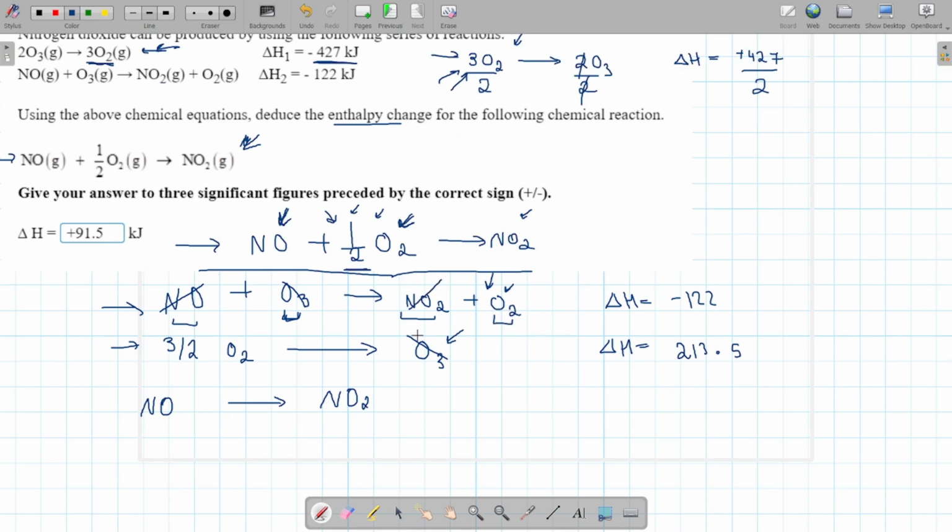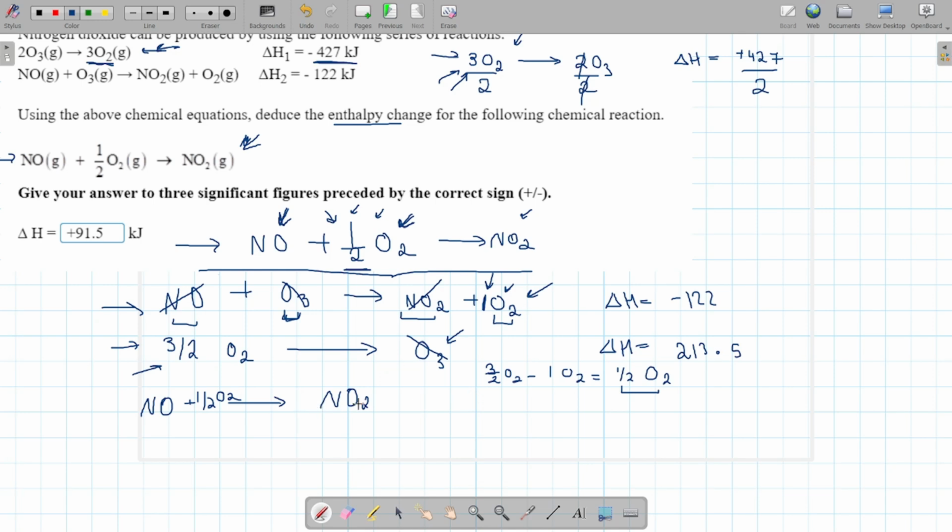We have O2 here and we have 3 over 2 O2 here, right? So they are on opposite sides and we subtract them. You always subtract the left minus the right. Please don't ever do right minus left. So 3 over 2 O2 minus 1 O2 gets me 1 over 2 O2. There you go. This answer here, we put it on the left side.